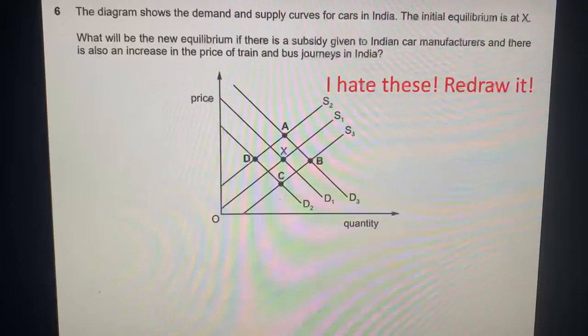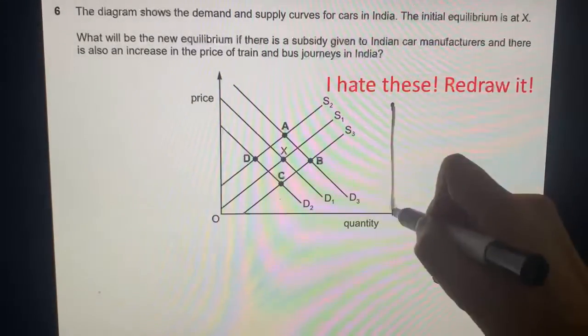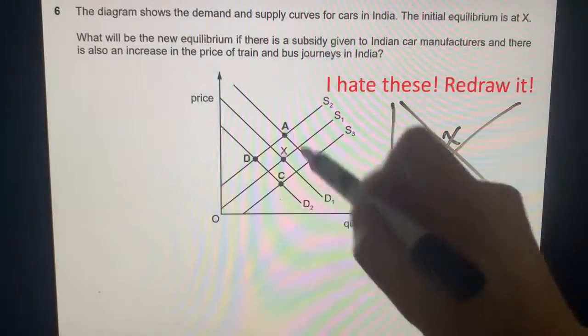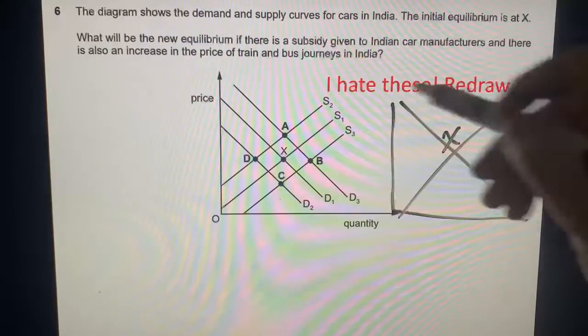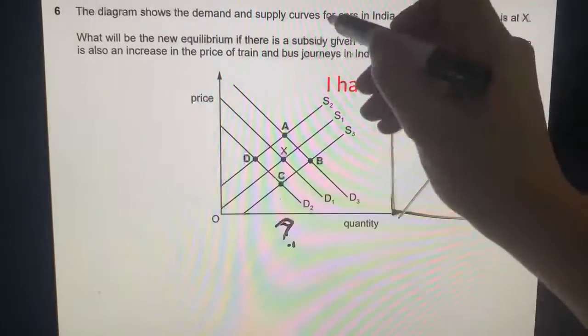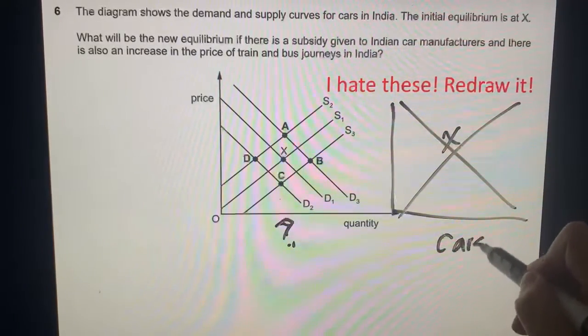For example, drawing the graphs. I hate these cobweb graphs, so I just redraw it. This is all I need, right? Equilibrium is here at X, and something happens. And Cambridge does not label their graphs, so I need to label it. This is demand and supply for cars.